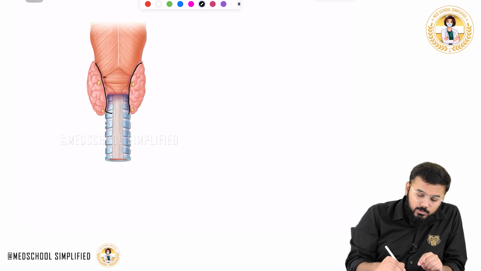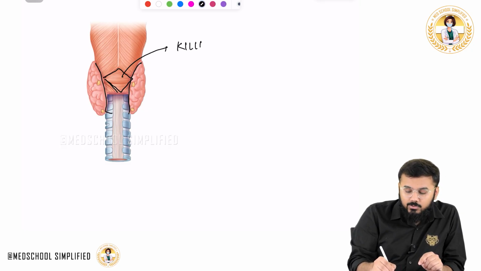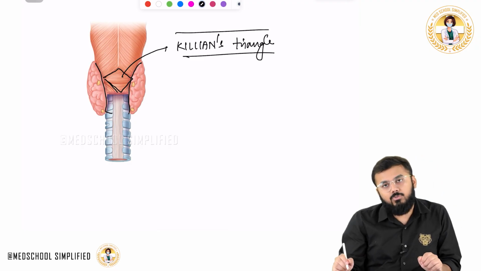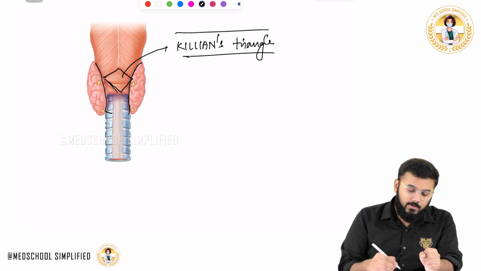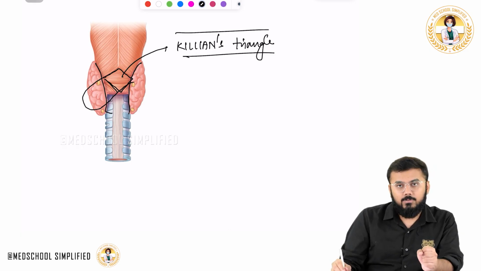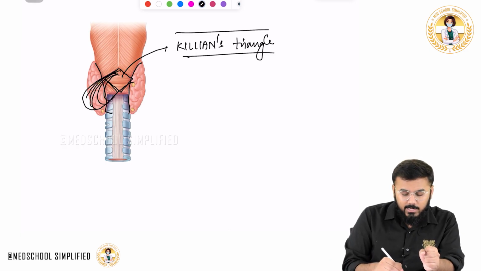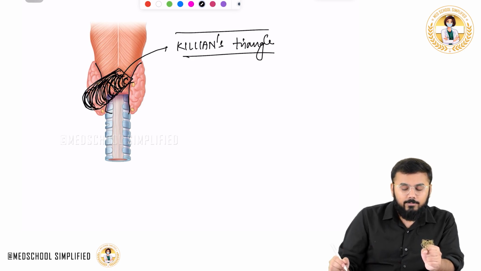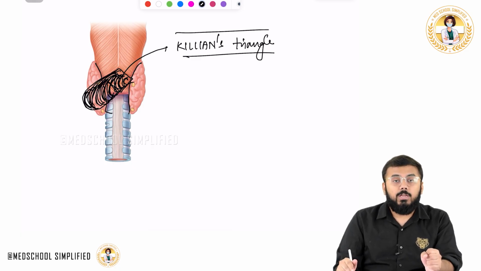And by the way, you see this particular triangle over here, this triangle is called Killian's triangle, which I have explained in the previous lectures. This Killian's triangle is the weakest part, and what will happen is that this part will protrude outside like this. And this protrusion of Killian's triangle outside is called what? What is this particular protrusion called? This is called Jenker's diverticulum. Okay, this is your Jenker's diverticulum.